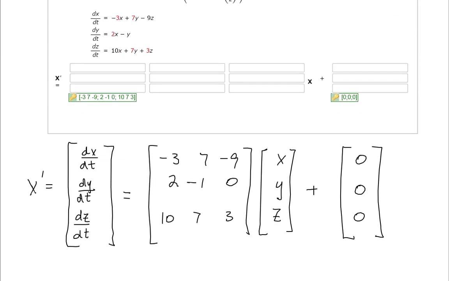Alright, so we do this same thing for 3 equations and 3 unknowns. So just again recognizing it as a matrix. So we've got our 3 by 1 here for x prime. I've got all of the coefficients for matrix A here, -3, 7, -9, 2, -1, there's no z terms, so 0, 10, 7, and 3, times x, y, and z, and the b part on the end is 0, 0, 0.